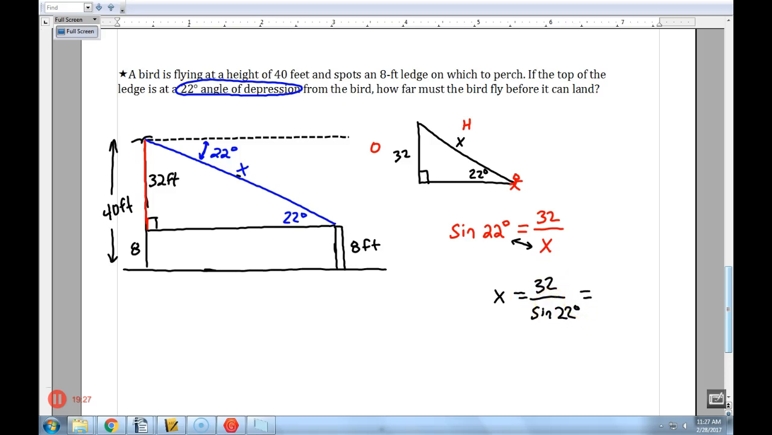Pop that into my calculator. 32 divided by the sine of 22 equals 85.42. And it said, didn't ask, so 85.42, and this problem is talking about feet.